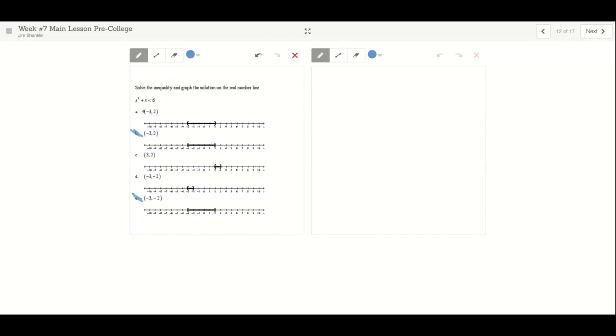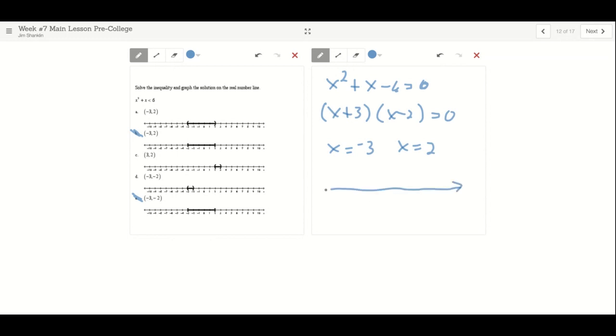Now, in this problem, I'm just going to rewrite it as x squared plus x minus 6 is equal to 0. Okay, why do I put the equal sign? Because it's an inequality. It doesn't really matter what the inequality is until the very end. So I'm going to factor this thing down to x plus 3, x minus 2. I think that's right. Yep. Is equal to 0. So x equals negative 3 or x equals 2. Now I put my number line down. I've got negative 3 here. I've got 2 here. Then I go back to the original equation.